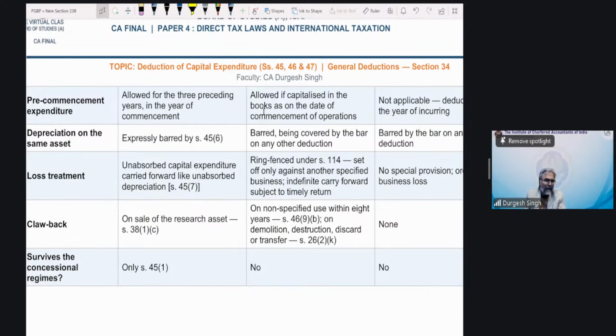After this, students, we have got depreciation on the same asset. Will you be getting depreciation? Obviously, no. When you have already taken the deduction under these sections, where is the question of depreciation? Isn't it? That is the point. Now, be careful, friends. This is very important. Treatment of loss. I already gave you the example, students, in this case.